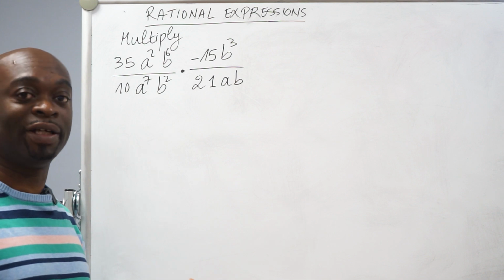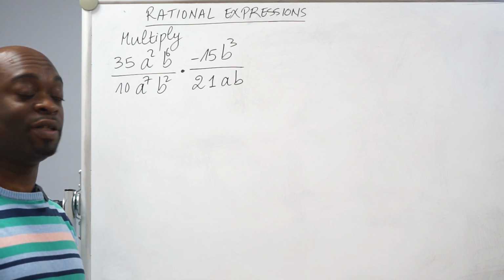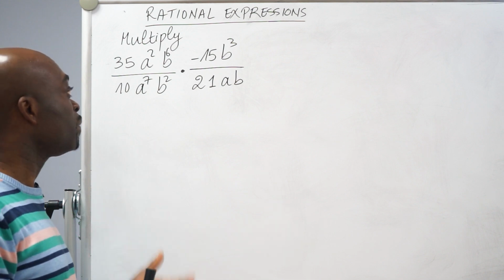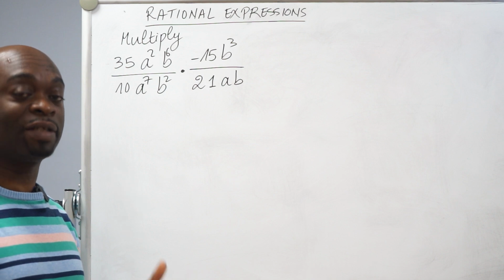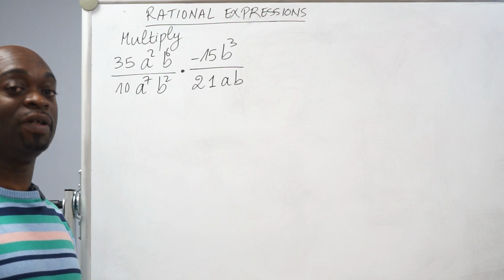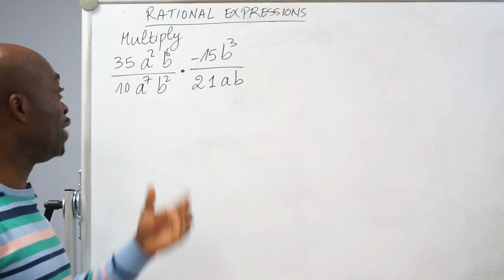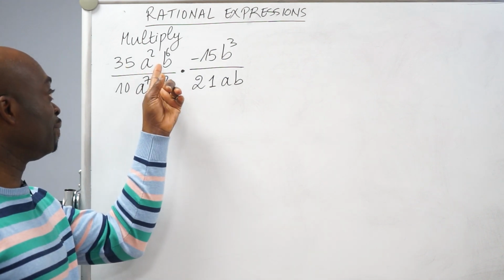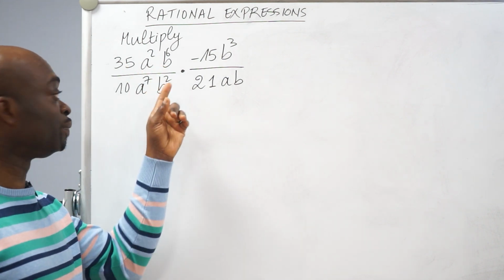Now, how do we go about it? The first thing we have to see is if there is anything to factor, like the problems that we did previously. Do we have anything to factor first? If we don't, then we keep moving. Do we have anything to factor from here? The first expression here, no.